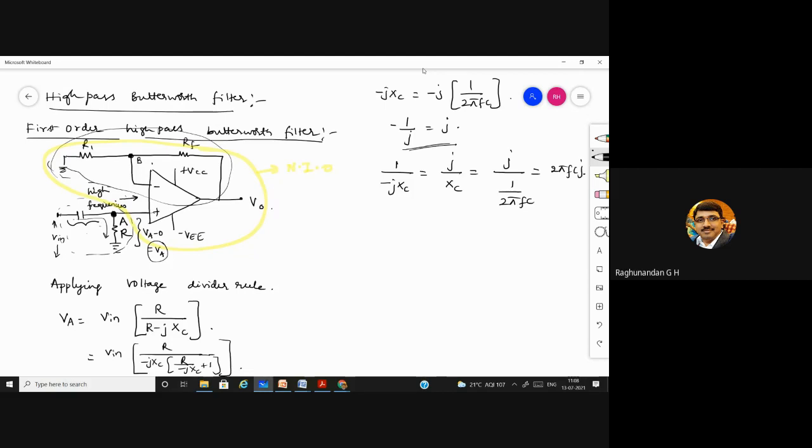Now whatever we have obtained here, we are going to substitute back into the last equation. We get VA is equal to Vin into minus R divided by jXC, divided by R divided by minus jXC plus 1. On further simplification, we get Vin into j 2 pi F RC divided by 1 plus j into 2 pi F RC.